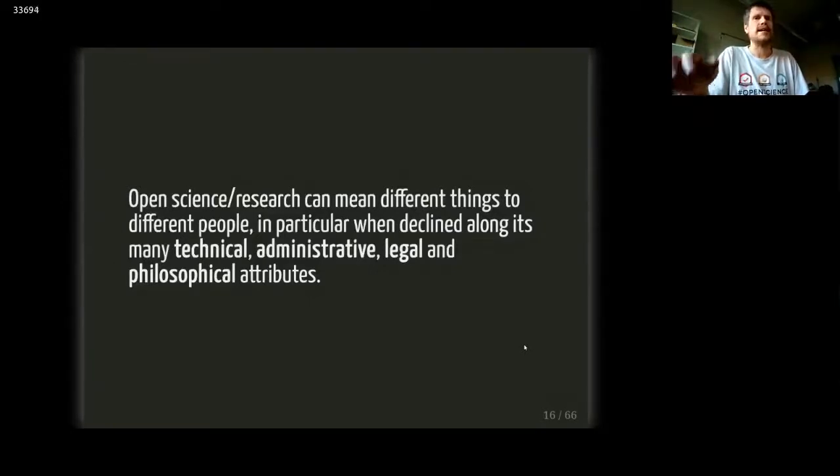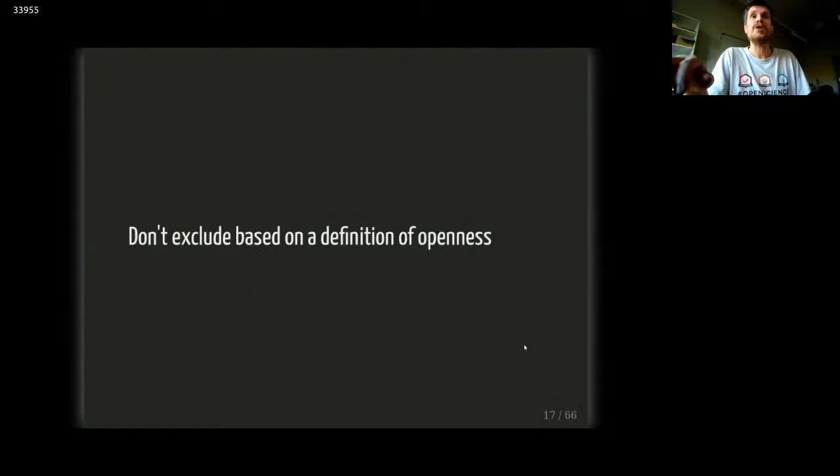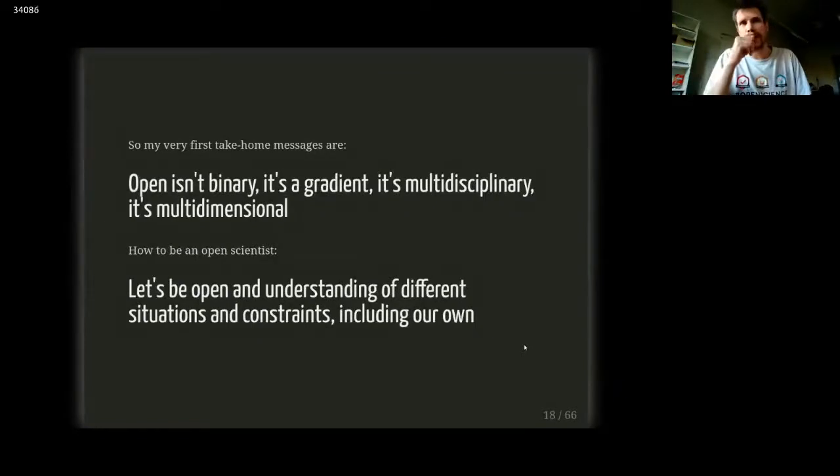So we need to embrace open and reproducible research, but keeping in mind that we are not all equal in terms of implementing these. And we should certainly not exclude based on any definition of openness. So my first take-home message is that open isn't binary, it's a gradient, it's multidisciplinary, and it's multidimensional. And how to be an open scientist? Well, let's be open and understanding of different situations and different constraints, including our own.